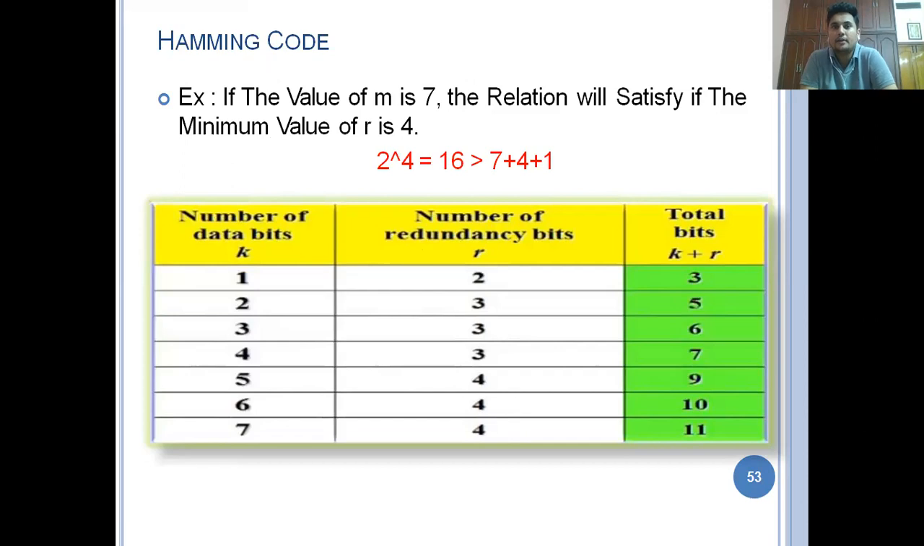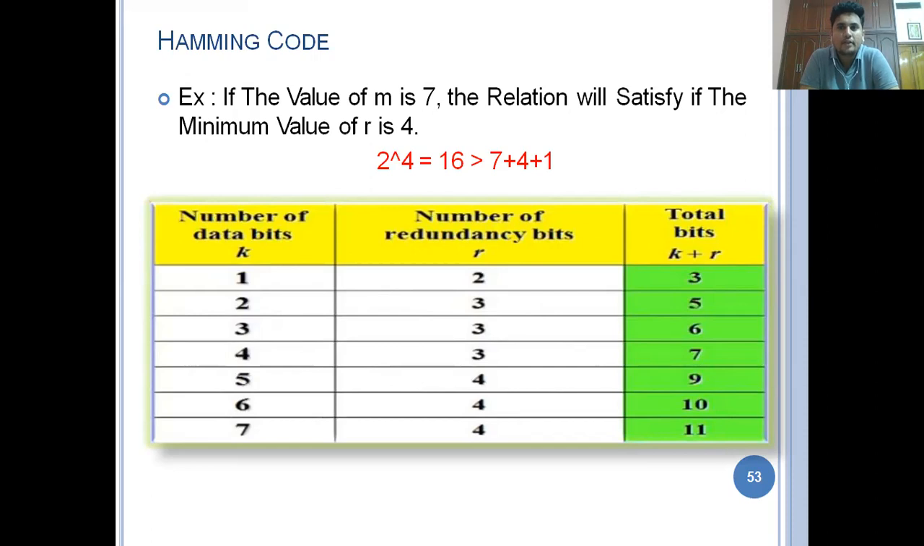For example, if the value of m is 7, the relation will be satisfied if the minimum value of r is 4. Here r is the redundancy, and 7 is the original data, so the original data along with the 4. Why? Because 2 power 4 is equal to 16, which is greater than 7 plus 4 plus 1. So the minimum is 2 power 4.